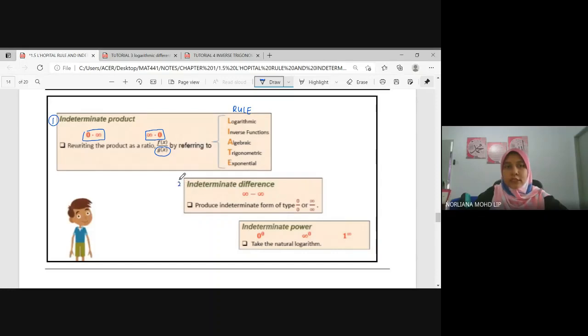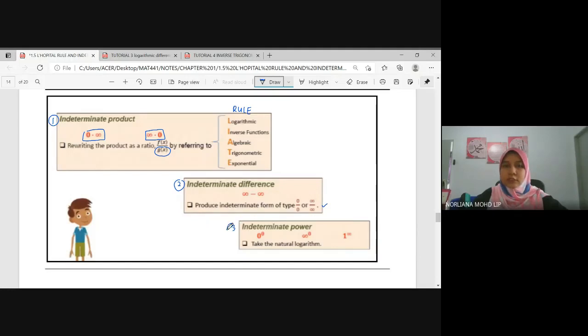Okay, the second one is indeterminate difference. When we get the answer for the limit equal to infinity minus infinity, then we have to produce the indeterminate form of type 0 over 0 or infinity over infinity. We have to modify the original function to get the answer 0 over 0 or infinity over infinity. Then we can apply the L'Hopital rules.